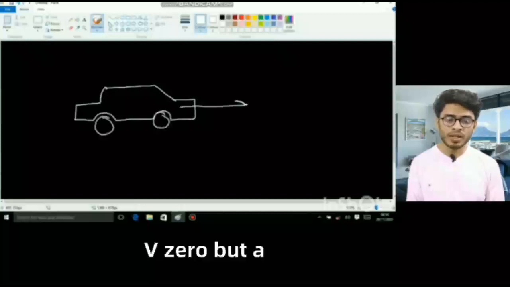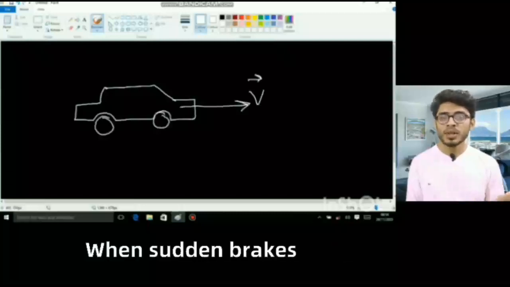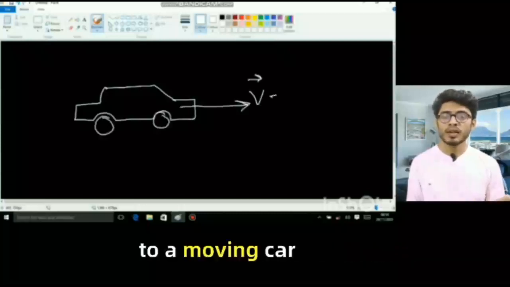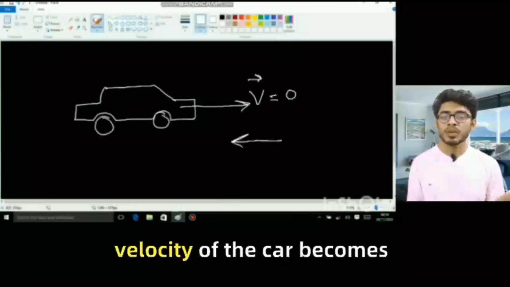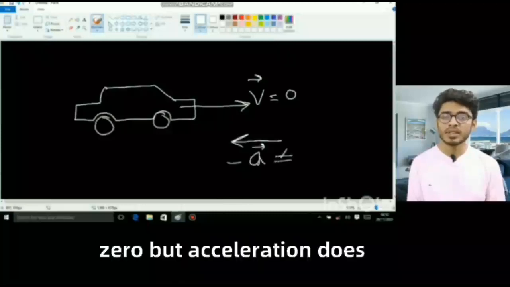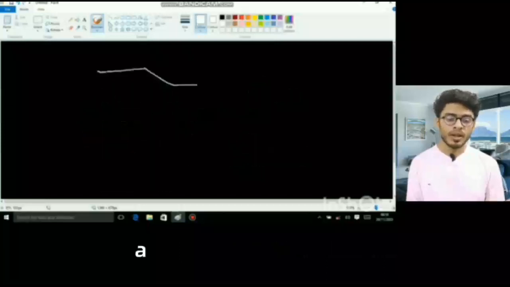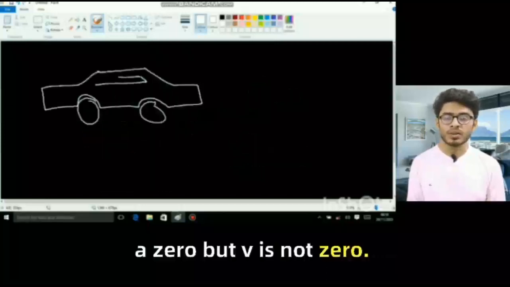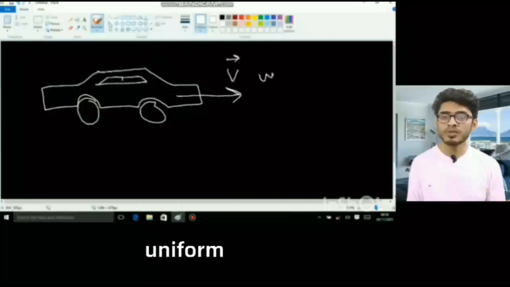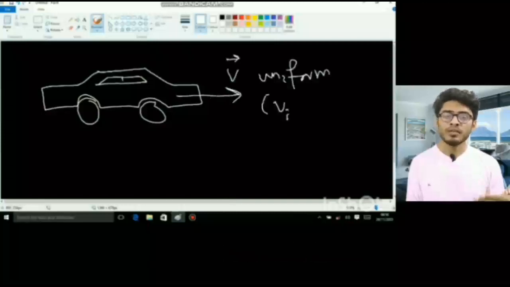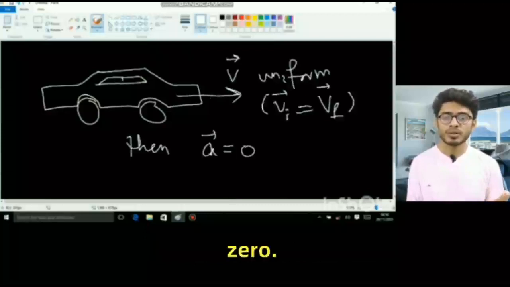v is 0 but a is not 0. When sudden brakes are applied to a moving car, then velocity v of the car becomes 0 but acceleration does not become 0. a is 0 but v is not 0. When a car is moving with uniform velocity, then velocity is not 0 but acceleration is equal to 0.